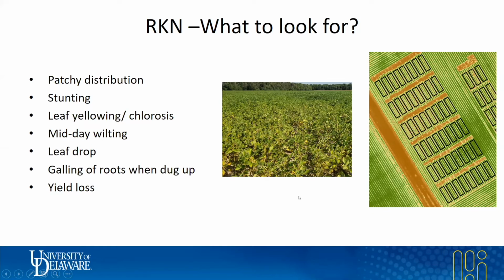It may not be that noticeable until you really have high populations. And same with some of that leaf yellowing and chlorosis. There's many factors that could give those symptoms. Another thing with root knot that we start to see is a lot of times midday wilting. When these roots get all galled up, they're not able to translate.